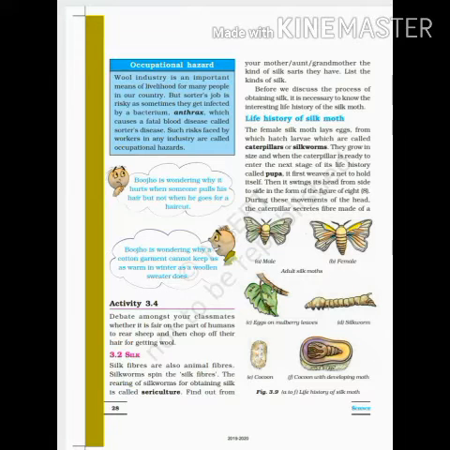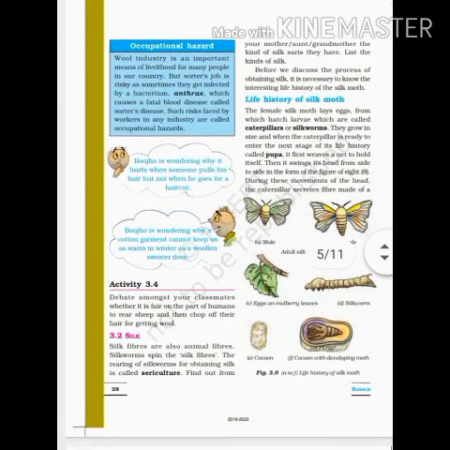The silk thread is obtained from the cocoon of the silk moth. There are varieties of silk moths which yield different types of silk yarn such as tussar silk, muga silk, kosa silk, mulberry silk, etc. The most common silk is mulberry silk. And now let's discuss the life cycle of a silk moth. There are 4 stages in the development of the silk moth.